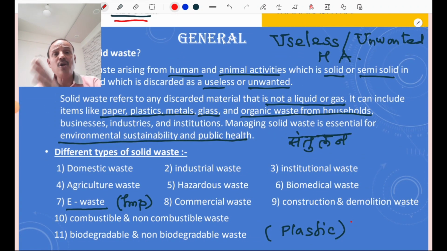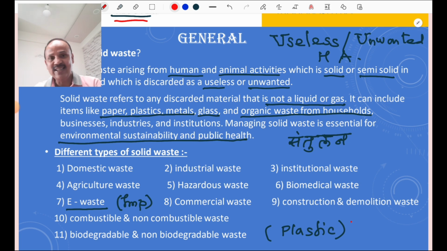What is the solid waste? All the waste arising from the human and animal activities and which is in solid or semi-solid in nature and which may be discarded as useless or unwanted. That is solid waste. Solid waste refers to discarded material which is not in a liquid or gaseous form. It can contain items such as paper, plastic, metal, glass and organic waste from the households, businesses, industries and institutions. Managing solid waste is essential to maintain the environmental sustainability and public health.